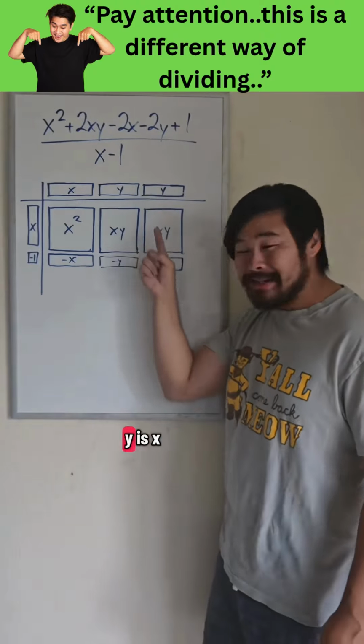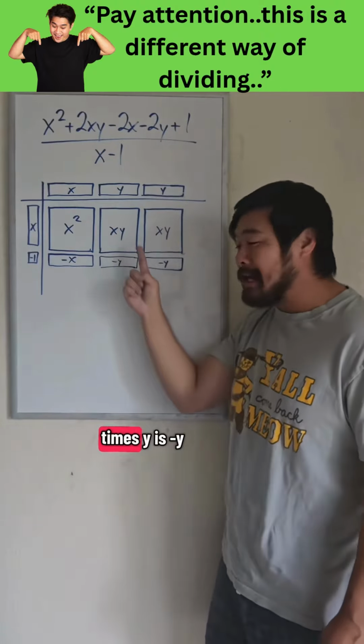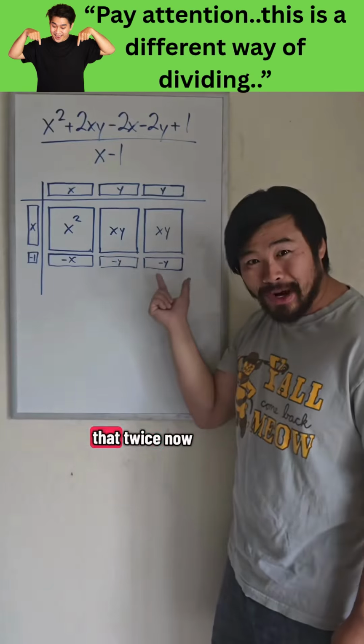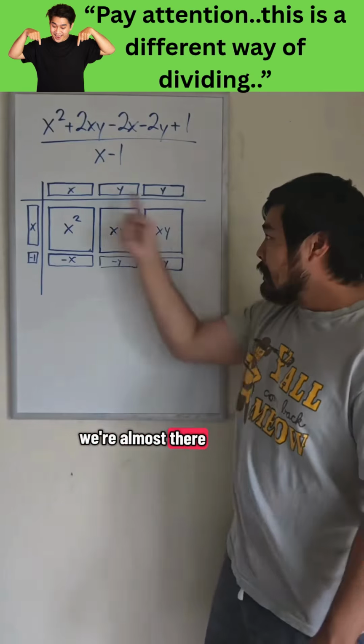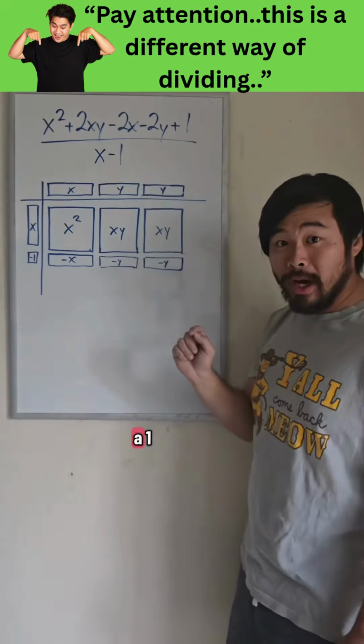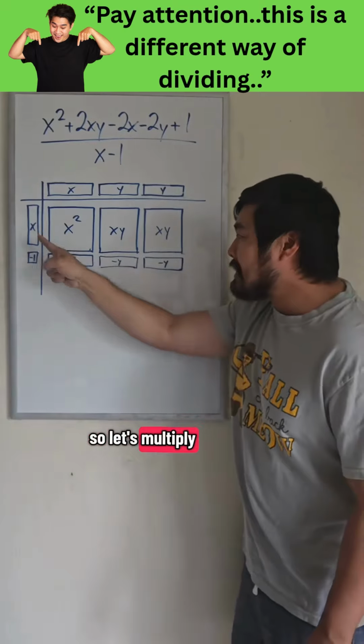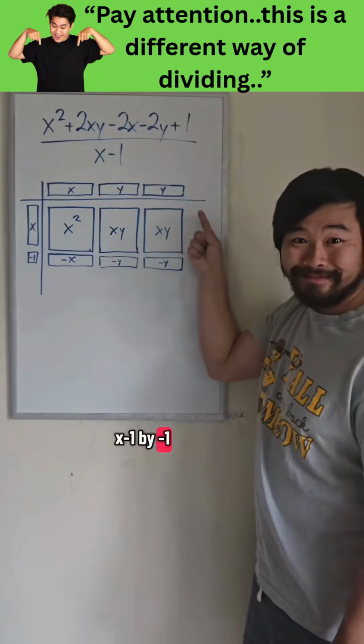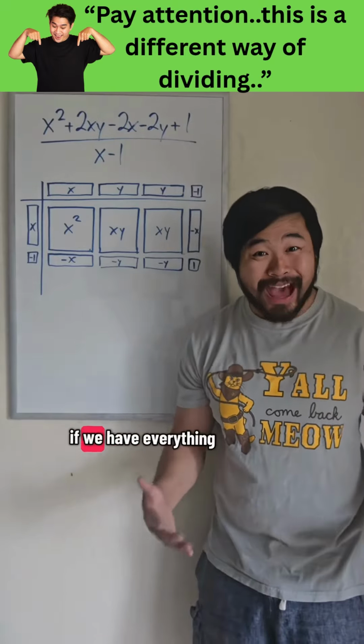So x times y is xy, and negative 1 times y is negative y. And we did that twice. Now we're almost there. Looking over here, we need one more negative x, and we need a positive 1. So let's multiply x minus 1 by negative 1. Now let's double check to see if we have everything.